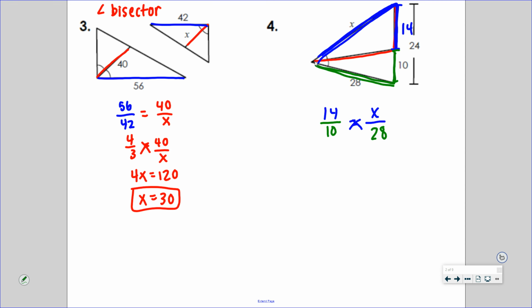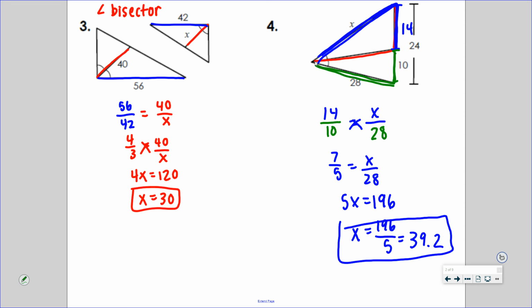This time when you cross multiply, I reduced first. 39.2, is that what you guys got? Yes. Awesome, right? I did it a different way. Did you flip these? Or did you set up the ratios like this to this? Yeah, you can do that. Nice. I like it.